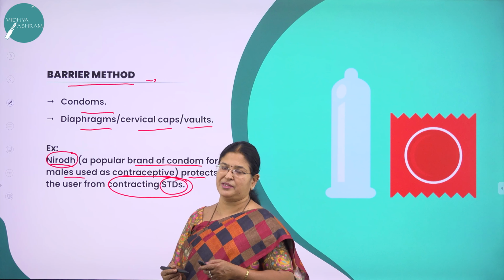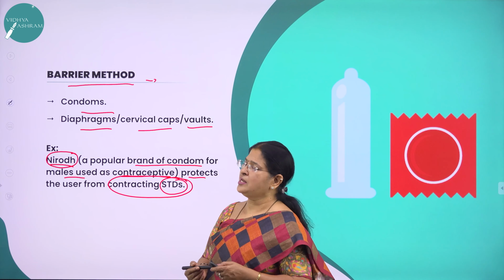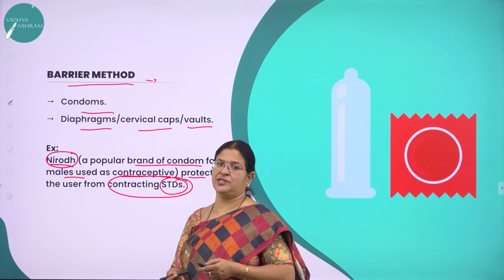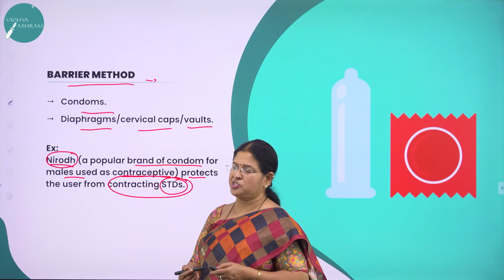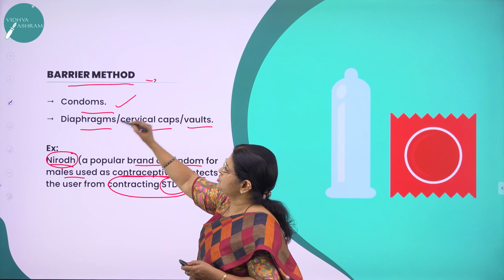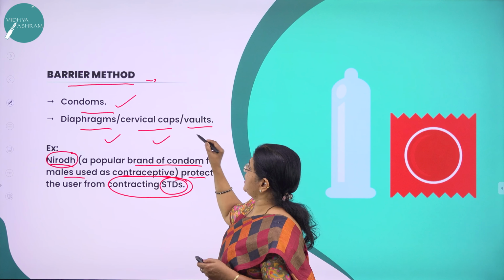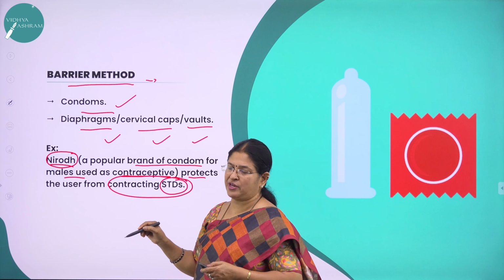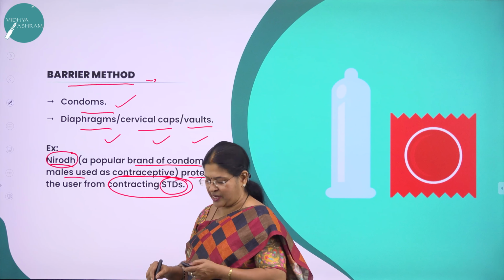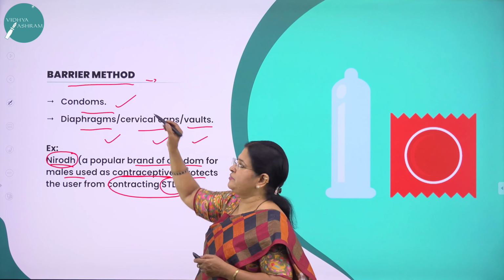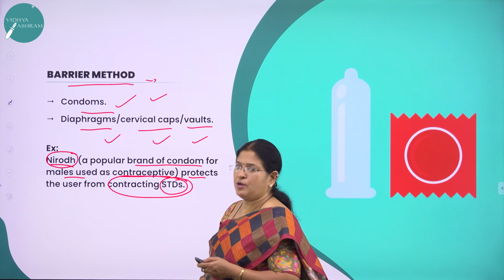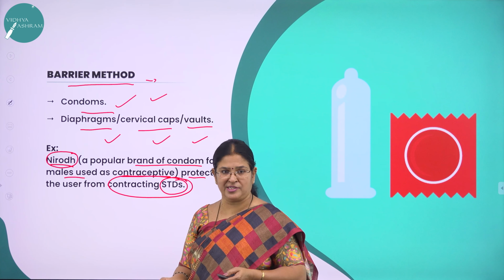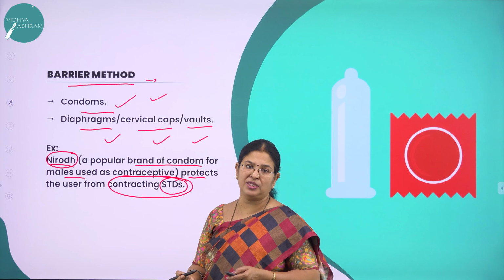So what are barrier methods? Barrier methods are nothing but the mechanical barriers that are used to prevent conception, like the use of condoms, diaphragms, cervical caps and vaults, which I am going to explain one by one in the coming slides. Hope you have understood what is the natural method and what are barrier methods. What do you mean by barrier? That which prevents the contact between the sperm and the ovum.